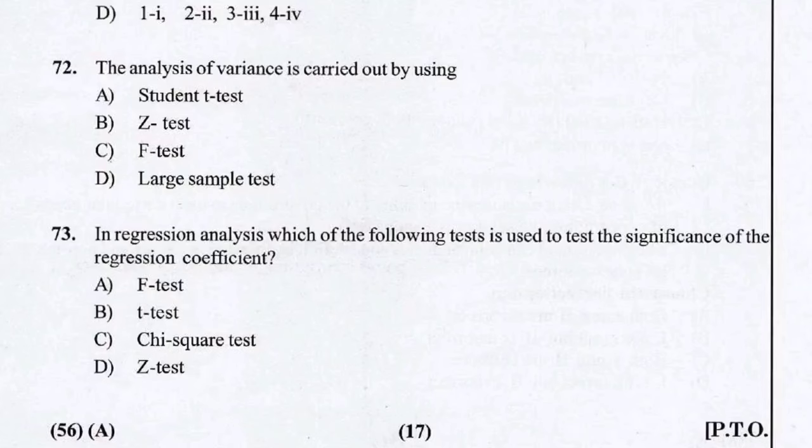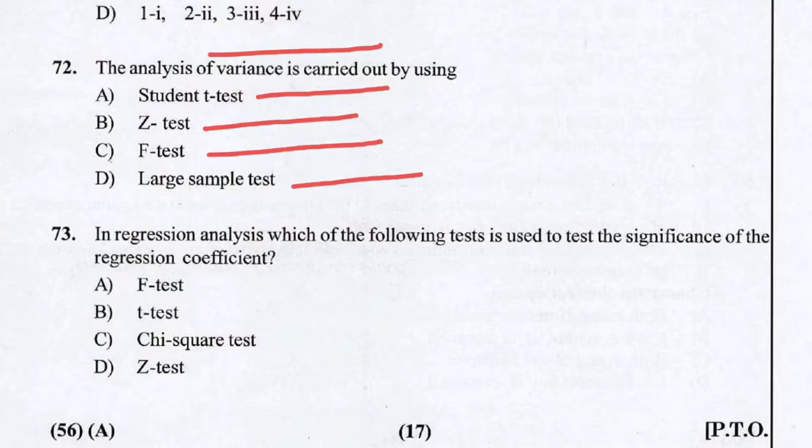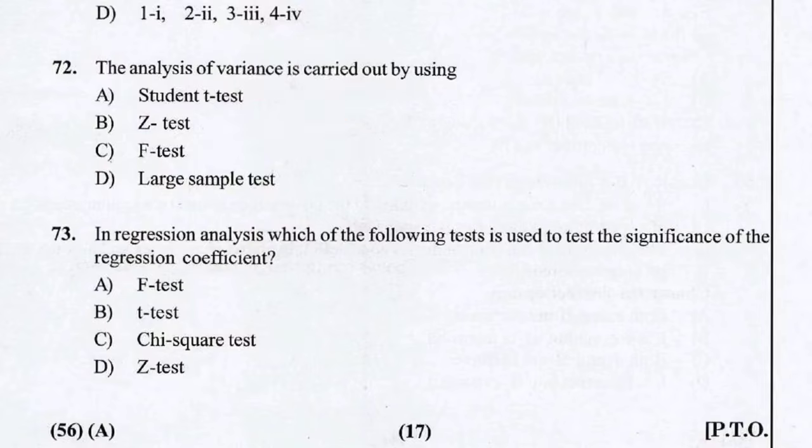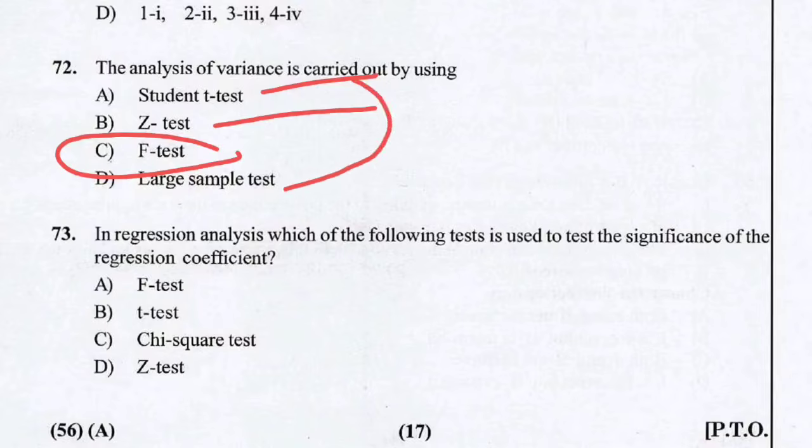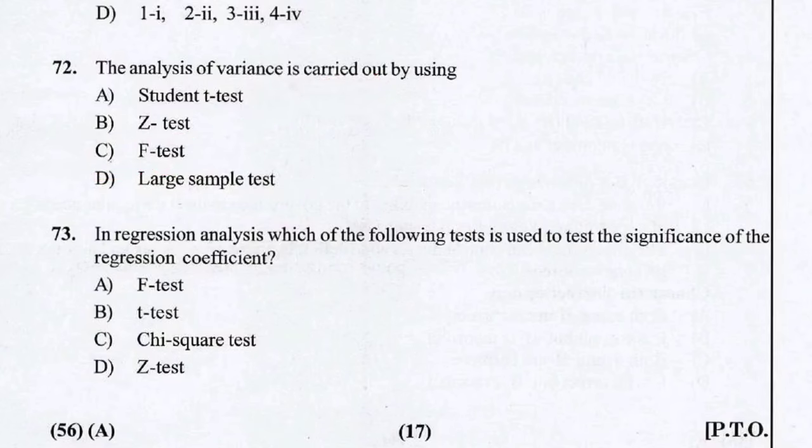The question is, the analysis of variance is carried out by using student t-test, z-test, f-test or large sample test. Correct option is f-test. F-test is used in ANOVA to determine if the means of the different groups are significantly different from each other. T-test, Z-test and large sample test are used to compare the means and variances. So here the correct option should be C option.